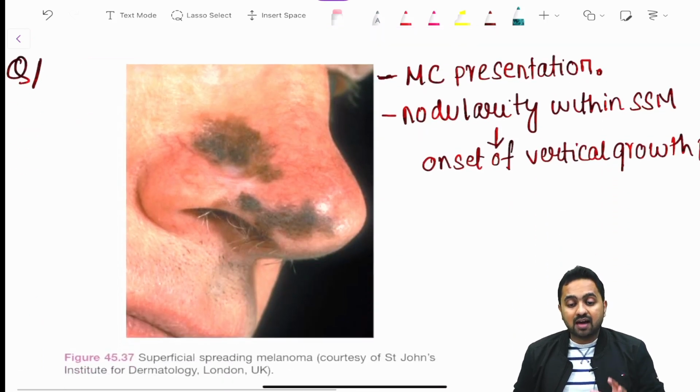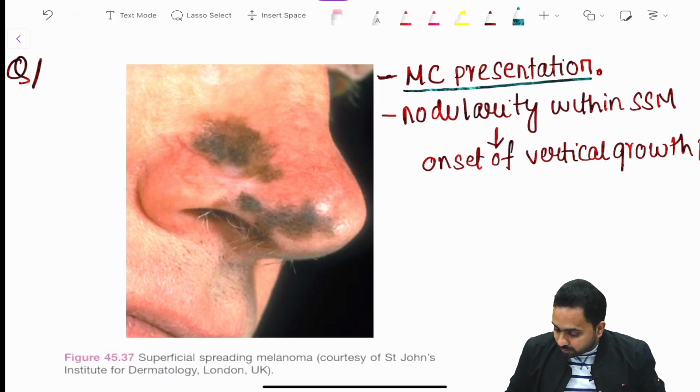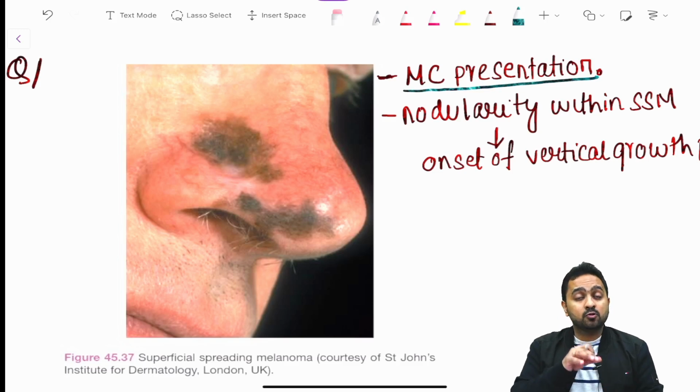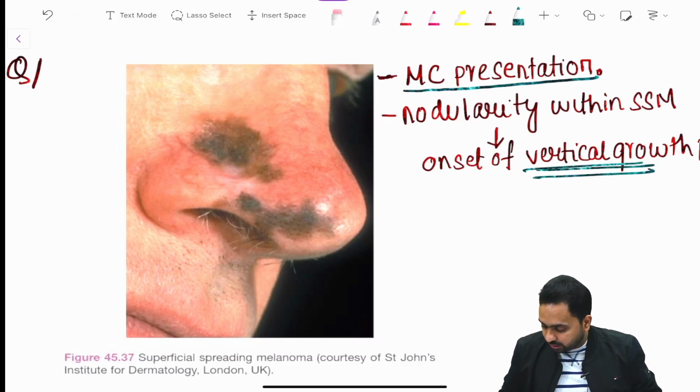Now the various subtypes of melanoma. So this we have is a superficial spreading melanoma. Now this is the most common presentation, and if there is nodularity within this superficial spreading melanoma, that signifies the onset of vertical growth.